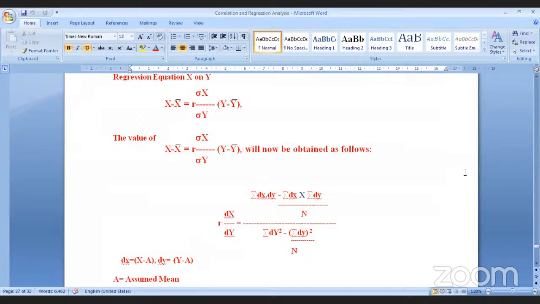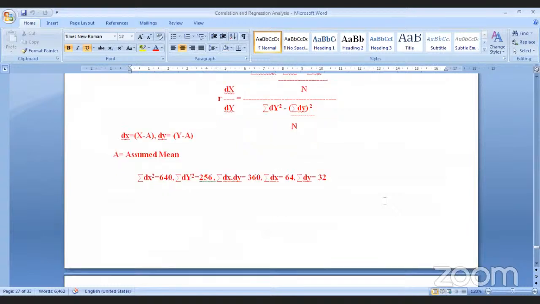Instead of writing r into standard deviation x by standard deviation y, simply write r into dx divided by dy. Again, this will be written as sigma dx into dy minus sigma dx into sigma dy by n, divided by sigma dy square minus sigma dy whole square by n. So this is the formula. According to the formula, substitute the values. We already got the values. Okay, so these are the different values.